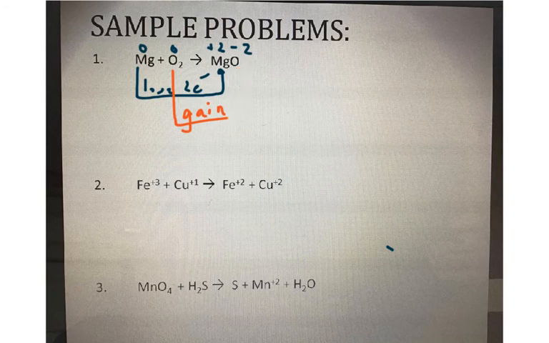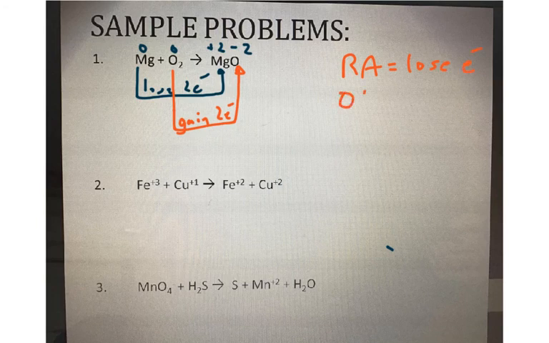Oops, that's not very easy to read. Fix that up. Then if you wanted to find the reducing agent, it would be the one that loses electrons. So reducing agent loses electrons. Oxidizing agent gains electrons. In this case, this would be our reducing agent, and the oxygen would be our oxidizing agent.